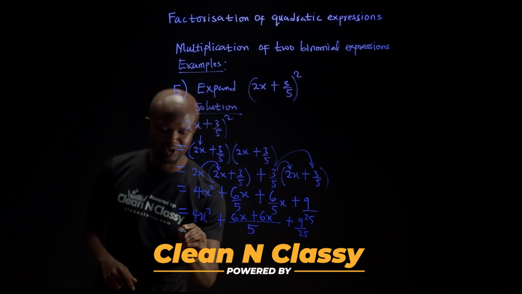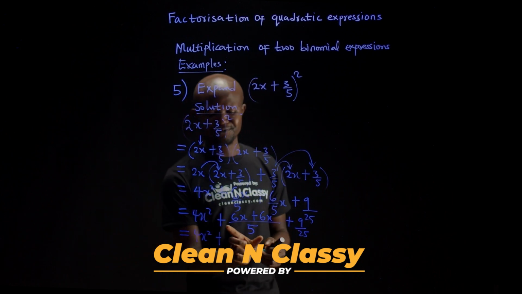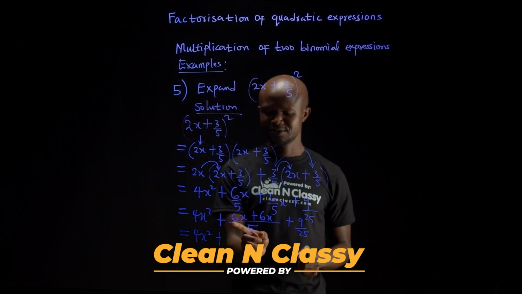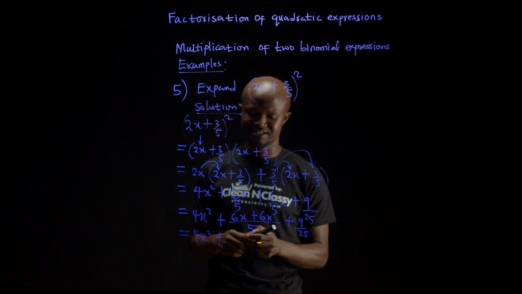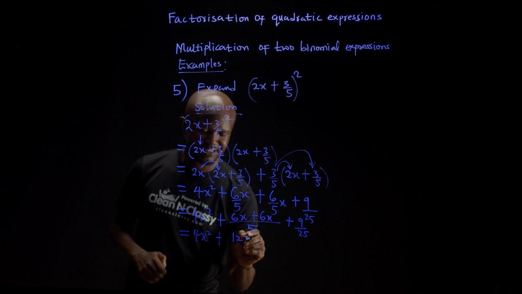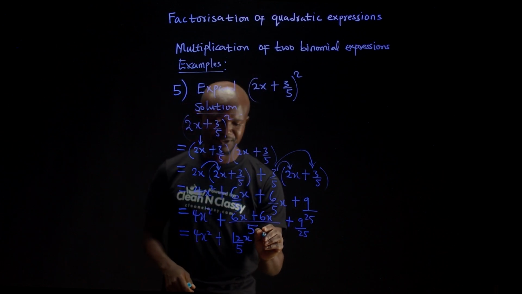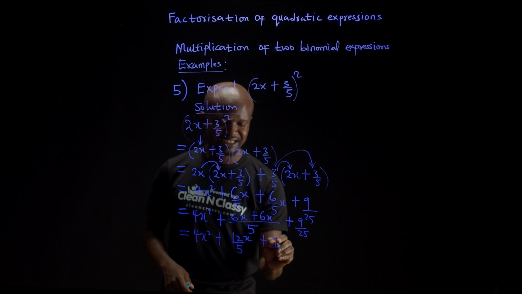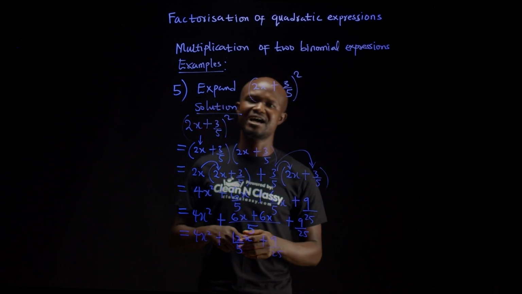So we have this equal to 4x squared plus, simplifying further the middle term, 6x plus 6x, that is 12x. So we have 12x over 5, which is the same thing as 12/5 x for the middle term, plus 9/25. That is the answer to the problem.